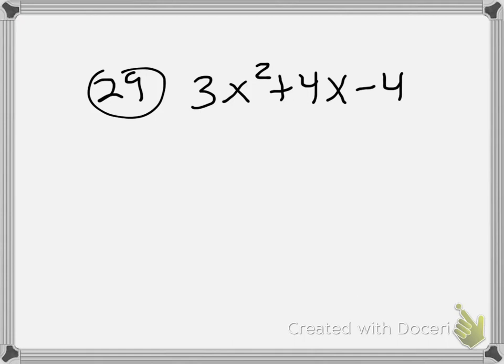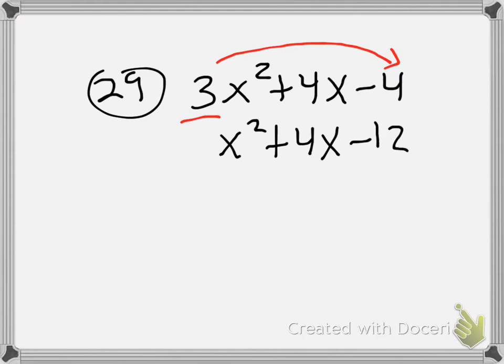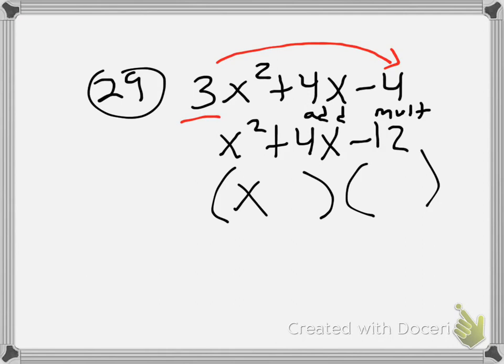Alright, question 29, we want to go through and factor. So remember what we want to do. If you have a number in front of x squared, just like you will on your test, multiply that number to the last number. So what I end up getting is x squared plus 4x minus 12. And then we just had to find two numbers that are going to multiply to this, but they need to add to that. So in this case, two numbers that multiply to negative 12, but add to 4 would be positive 6 and negative 2.